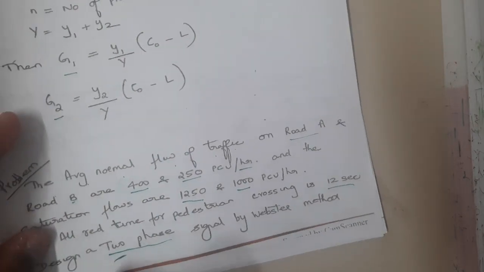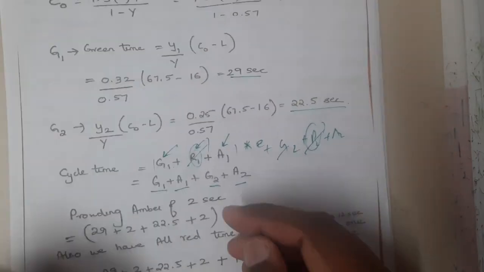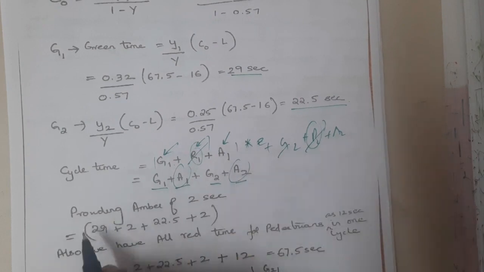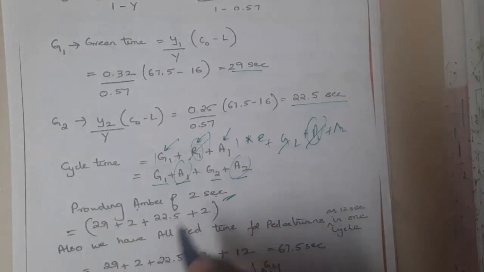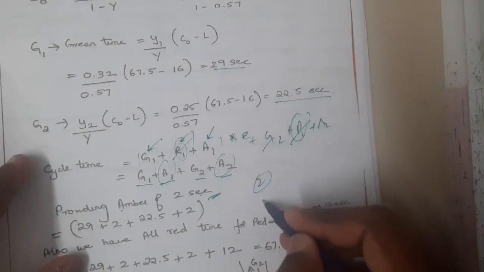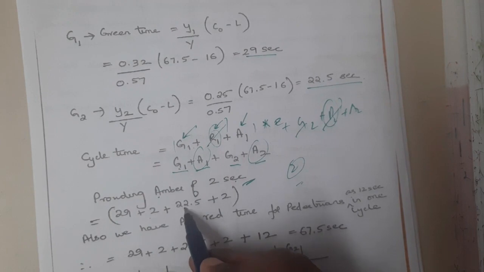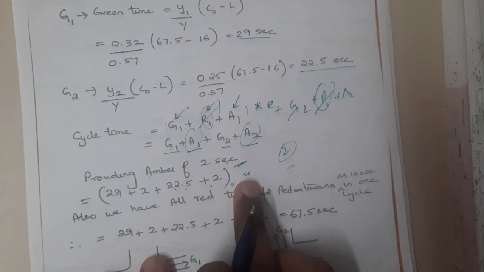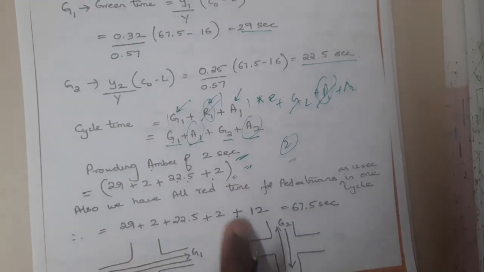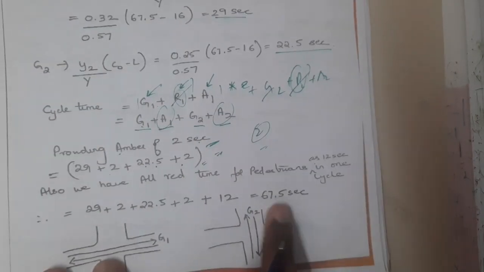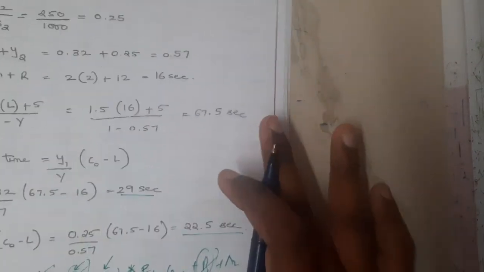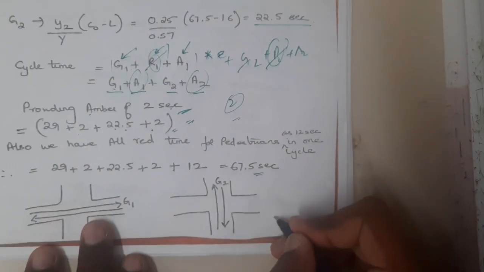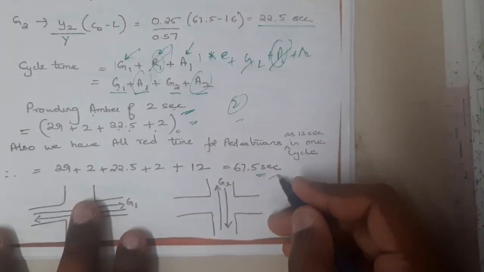Here this value is nothing but the amber time, that is the yellow color, which is 2 seconds. Even without it being given, commonly the amber time will be 2 seconds only. So 29 plus 2, 22.5 plus 2. If you add the 12 seconds red time, the total is 67.5 seconds. If you notice, these two values are exactly the same. Hence you can say that the total time of a particular cycle is 67.5 seconds.